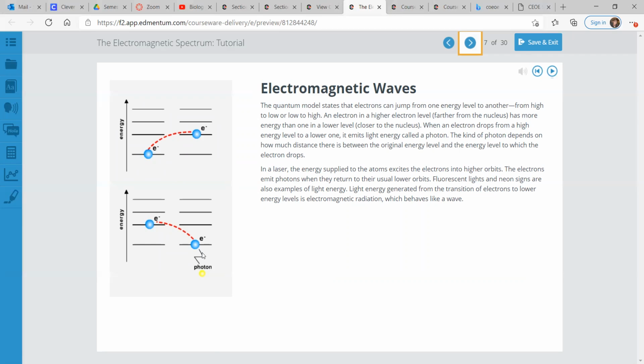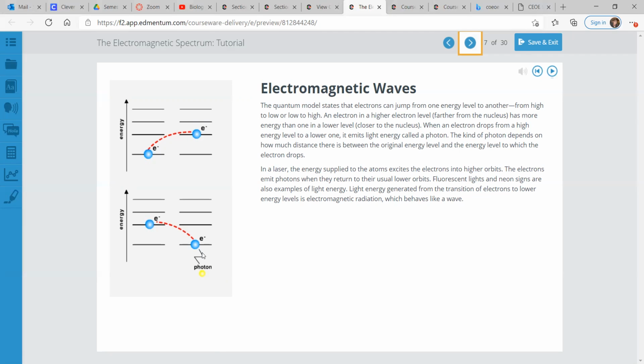When an electron drops from a high energy level to a lower one, it emits a light energy called a photon. This is a little light particle. The kind of photon depends on how much distance there is between the original energy level and the energy level to which the electron drops. In a laser, the energy supplied to the atoms excites the electrons into higher orbits. The electrons emit photons when they return to their usual lower orbits.